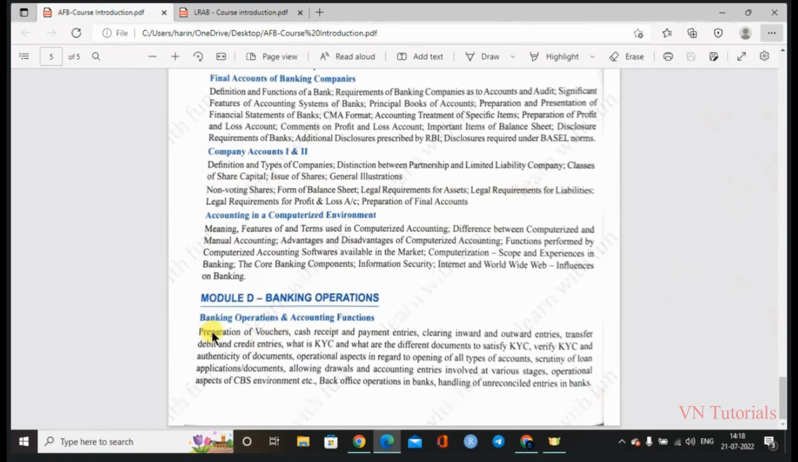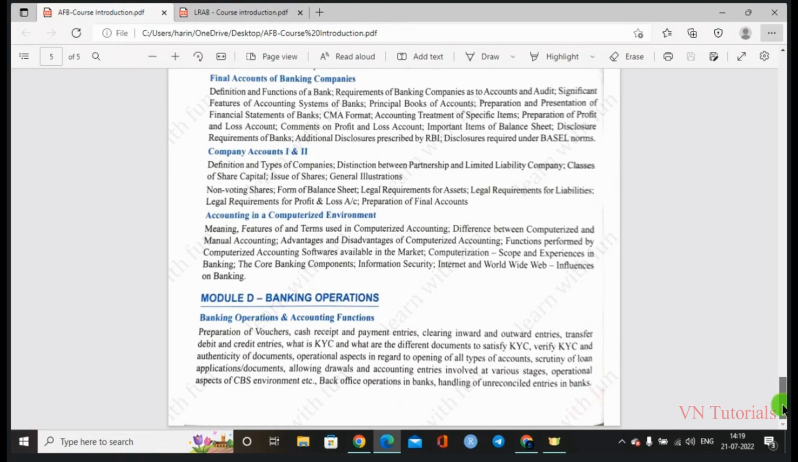Under this, we are going to see preparation of vouchers, cash receipt and cash payment entries, clearing inward and outward entries, transfer debit and credit entries, what is KYC and what are the different documents to satisfy KYC, verify KYC and authenticity of documents, operational aspects in regard to opening of all types of accounts, scrutiny of loan applications or documents, allowing withdrawals and accounting entries involved in various stages, operational aspects of CBS environment, etc., back office operations in banks, handling of unreconciled entries in banks.